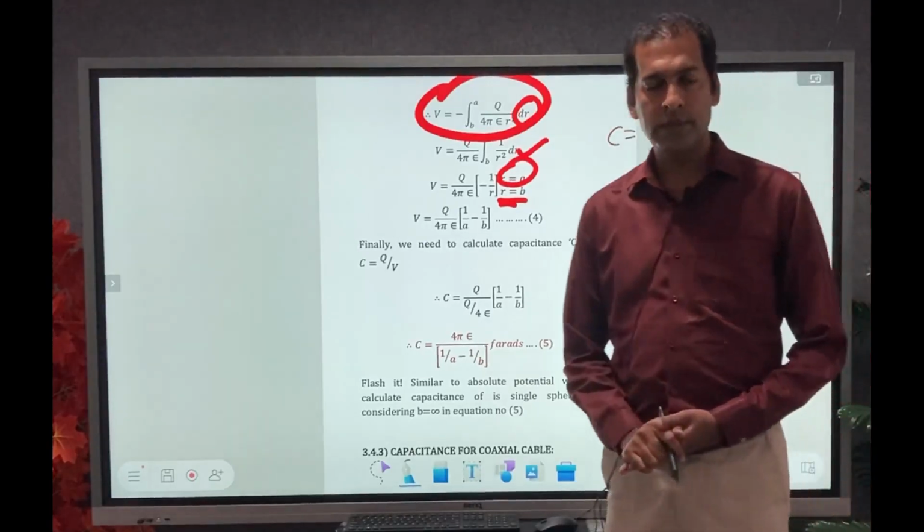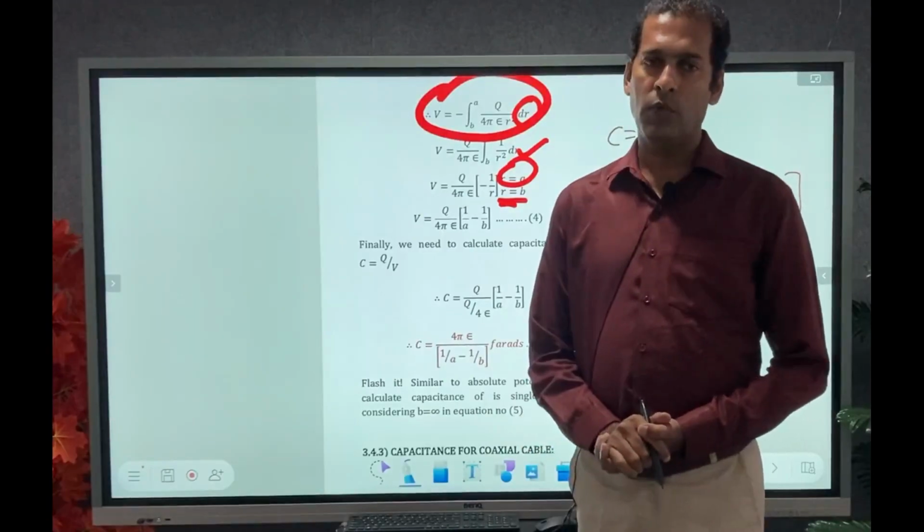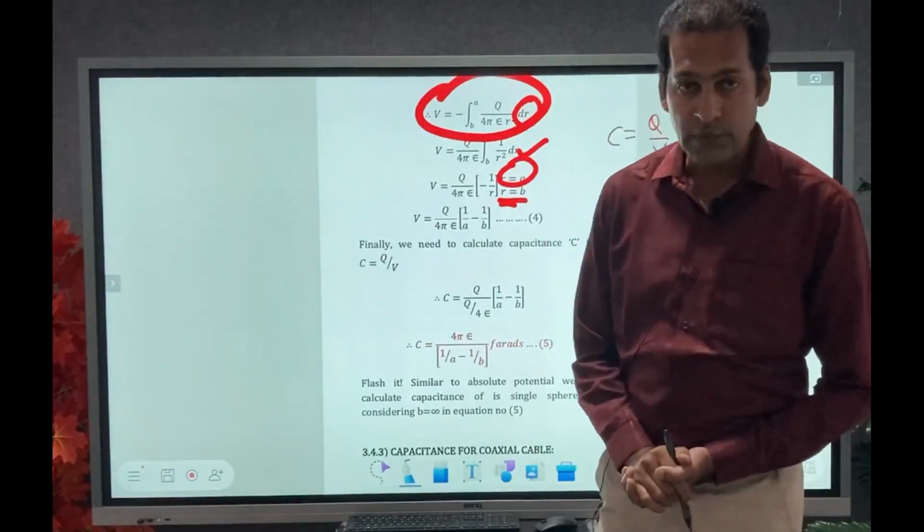So with this we will stop this session. Next session we will see the next topic related to electromagnetic fields and transmission line.